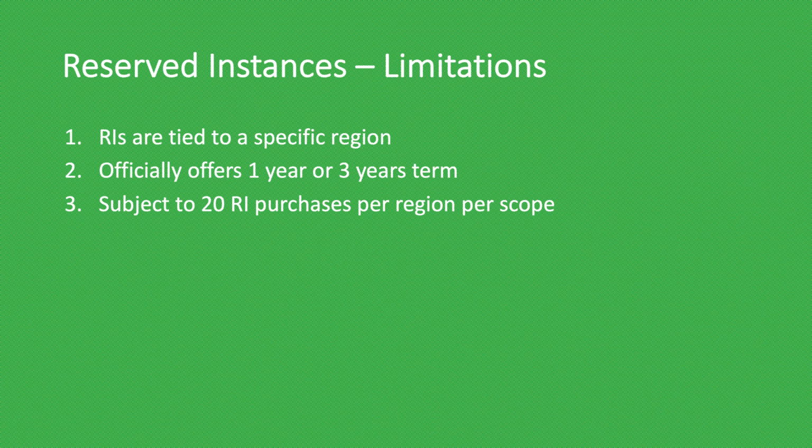There are some limitations for reserved instances. First, RIs are tied to a specific region. If you need a cross-region saving on EC2, continue with this video, AWS savings plans can help. Second, officially AWS offers 1-year or 3-year term. If you need to buy several months RIs, you need to buy from the RI marketplace where you are not guaranteed to match your needs. Third, each AWS account is subject to 20 RI purchases per region per scope, and you can contact AWS to raise that limit.